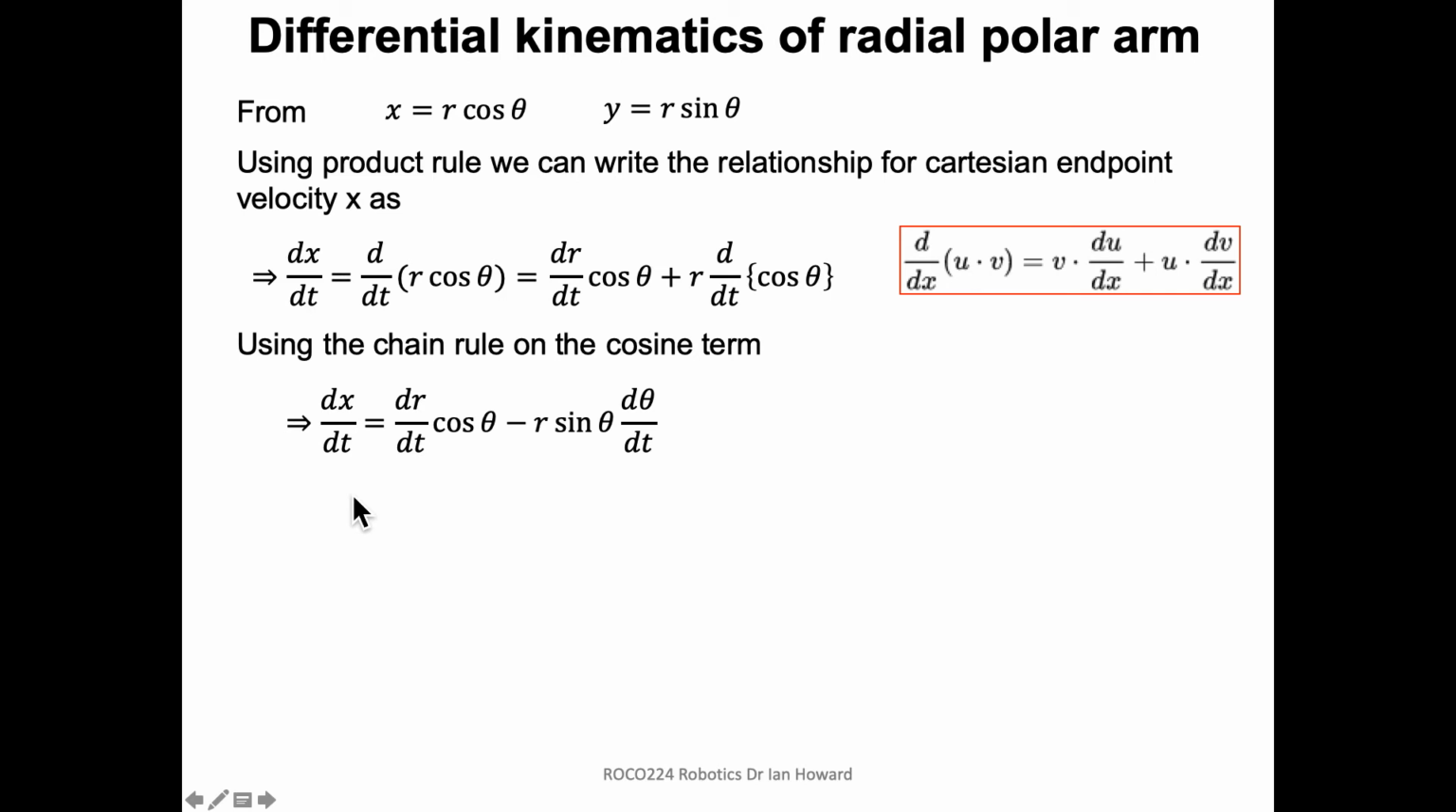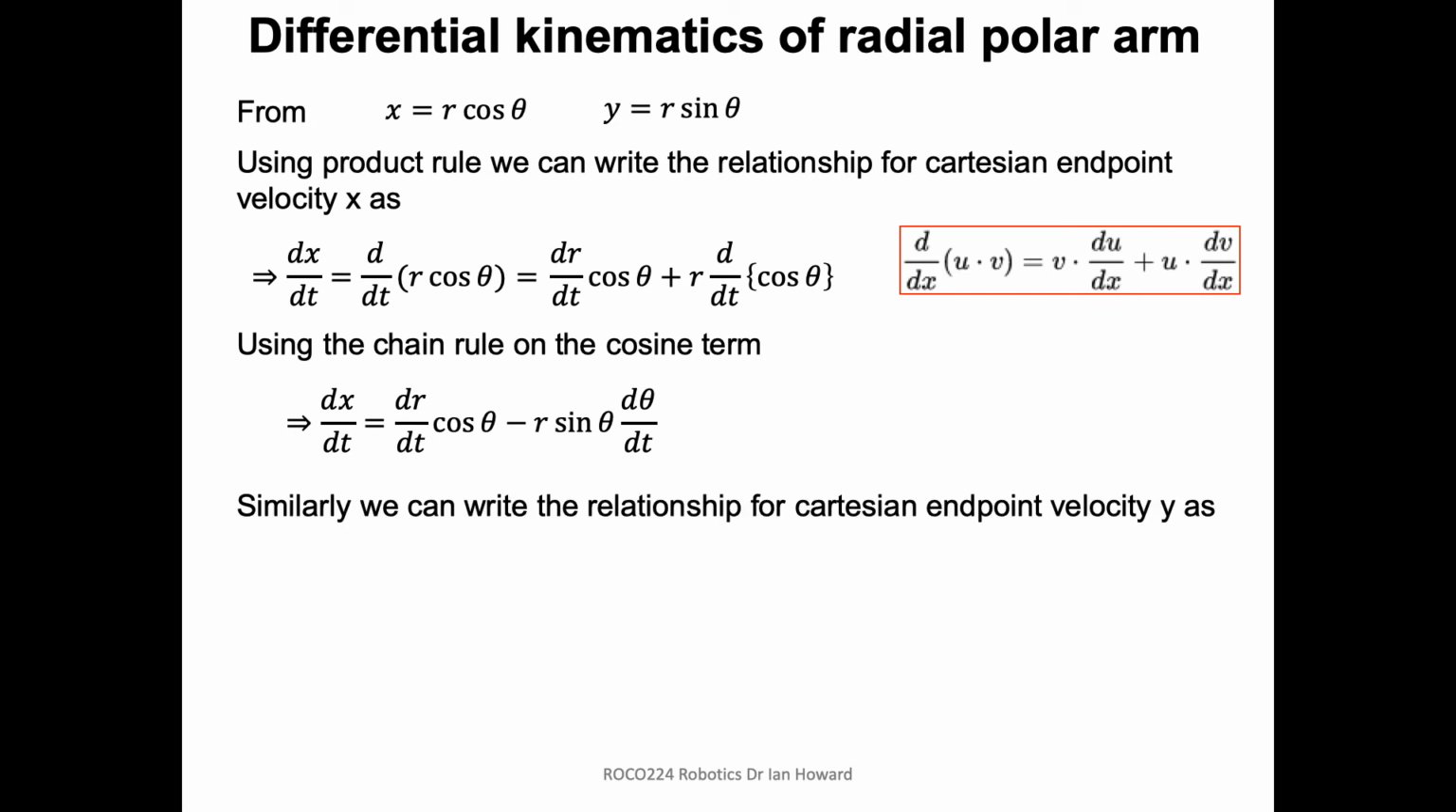We end up with dx dt equals dr dt cos theta. We have that term already, and now we've got r sine theta multiplied by d theta dt, because theta is also something which is changing. So for cos theta we have to use the chain rule on that one. Cos theta goes to minus sine theta multiplied by d theta dt.